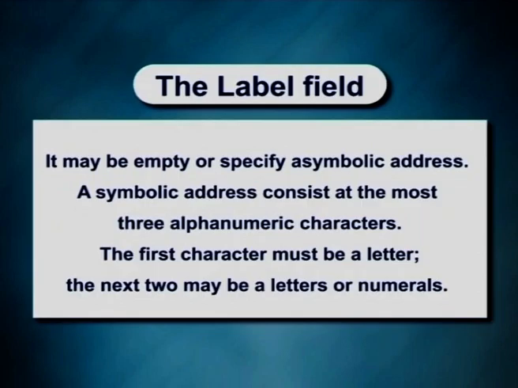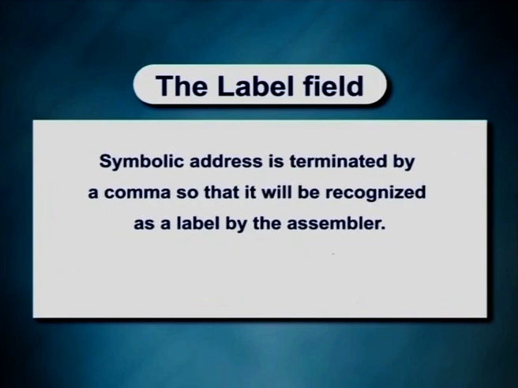Each line of an assembly language program is arranged in 3 columns called fields. The first one is the label field. It may be empty or specify a symbolic address. A symbolic address consists of at most 3 alphanumeric characters. The first character must be a letter, the next 2 may be a letter or a numeral. A symbolic address is terminated by a comma so that it will be recognized as a label by the assembler.